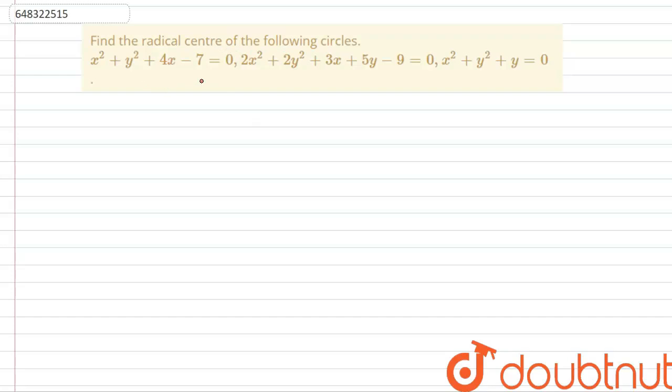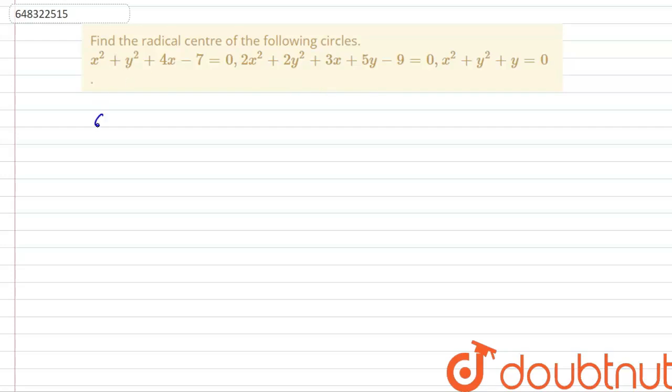In this question, we need to find the radical center of the following circles. So we are given three equations of circles and we need to find what the radical center is. So this will be just 1 point. We know that the radical center is found by first finding the radical axes of two circles and then the other two circles and then finding the point of intersection of the two radical axes. So let us do that.